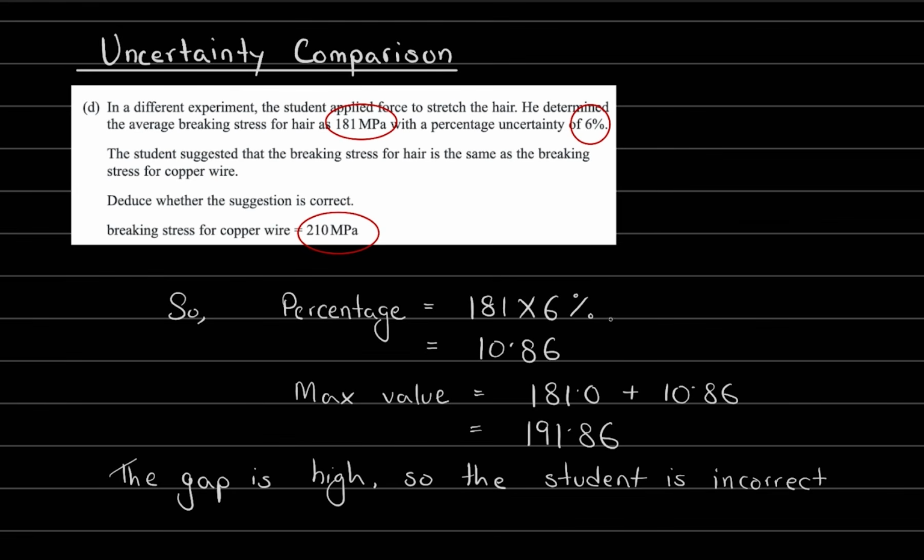So now, using the math, we found out that the 6% increase would give 10.86 megapascal. Adding them up, the total maximum value would be 191.86 megapascal. As the value is very different from 210 megapascal, we can safely say that they are not the same thing. So the student is incorrect. If, after taking into account the 6%, the values came within the range, we would say the student was correct.